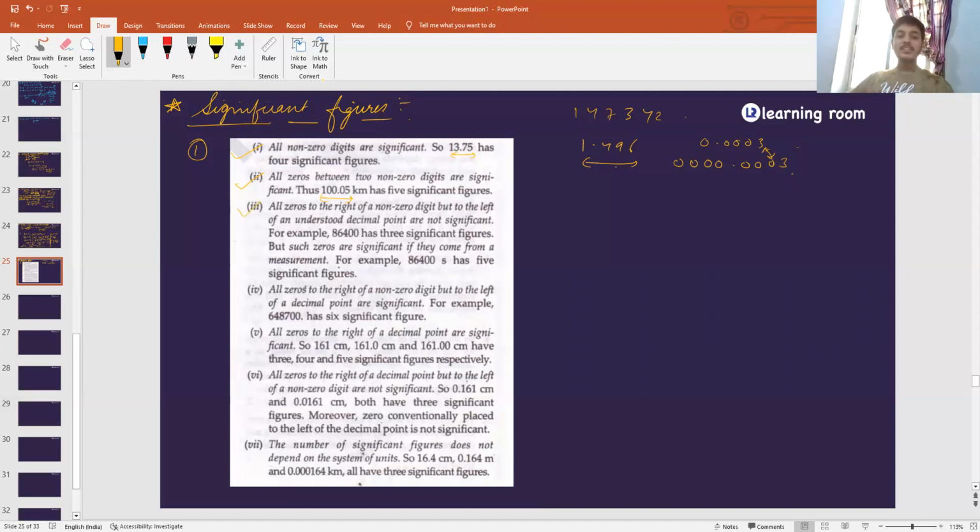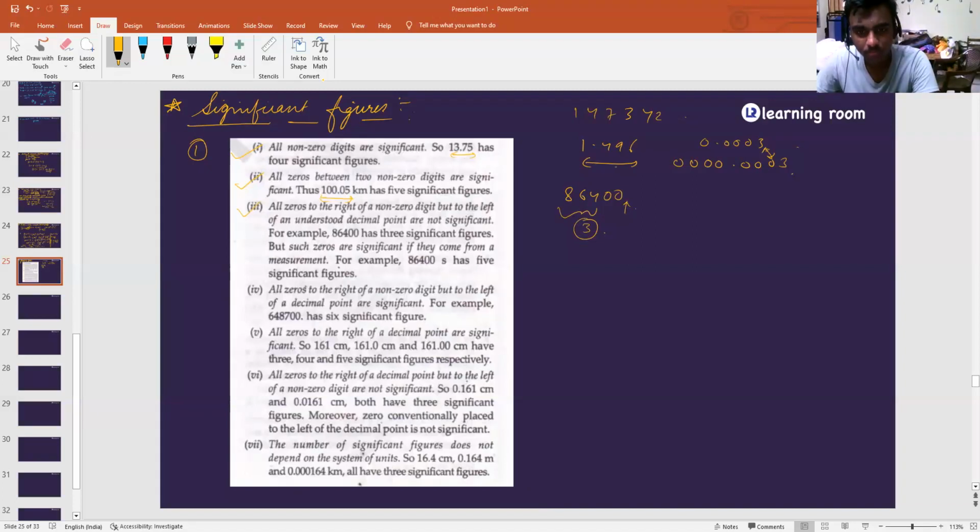Third rule: it says that all zeros to the right of a non-zero digit but to the left of an understood decimal point are not significant figures. For example, if you're writing 86400, the decimal point has not been specified, right? But it is understood that the decimal is somewhere here. So to the left of an understood decimal point, the zeros are not significant. Only 3 significant figures are there in this particular term, right? Understood, everyone?